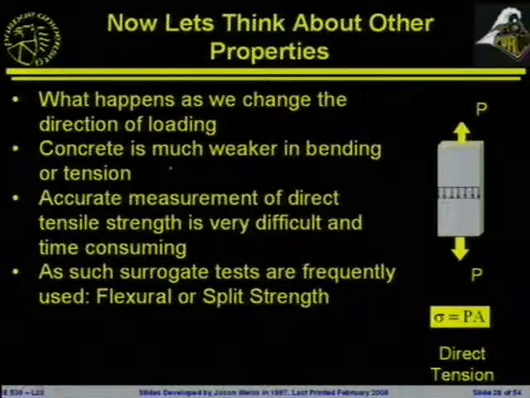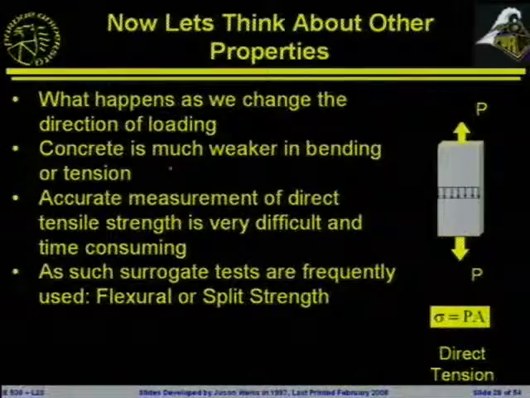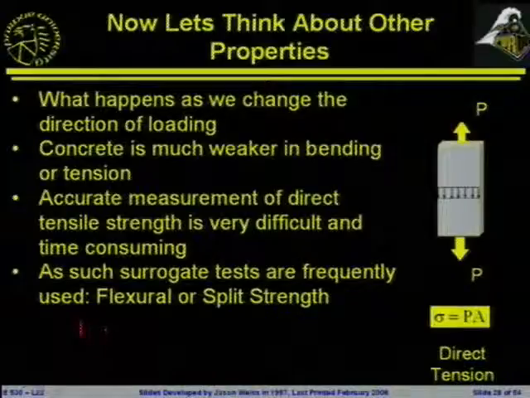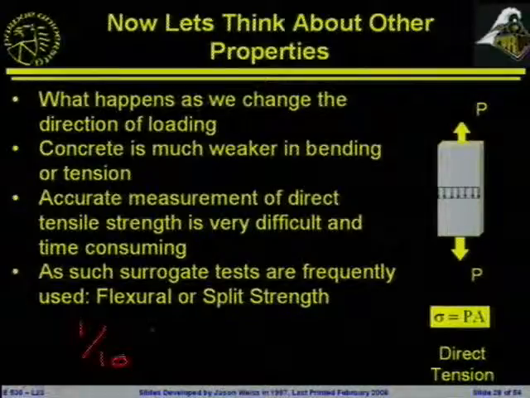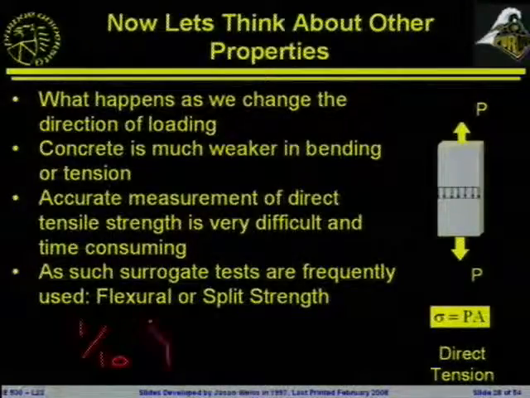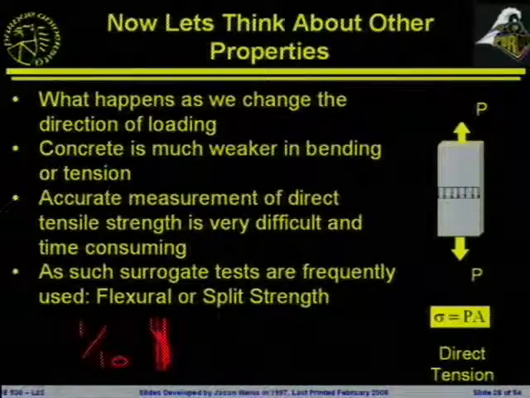We could change the direction of loading, and instead of squishing it, we could start to pull on the material, put it in tension, and we know that it is going to be much weaker in tension. A simple rule of thumb is about 1/10 of the compressive strength. About 1/10 of it is what you're going to get if you test it in tension. Very, very rough rule of thumb. We'll give you some better rules in a couple seconds.